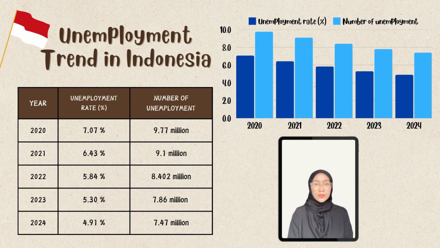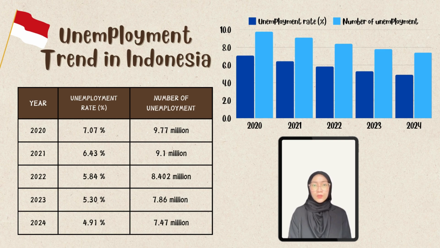As for 2020, the unemployment rate is 7.07% and the number of unemployed is 9.77 million. And then as for 2021, the unemployment rate decreased by 0.64%, which results in 6.43%, and the number of unemployed decreased by 0.67 million, so it becomes 9.1 million.